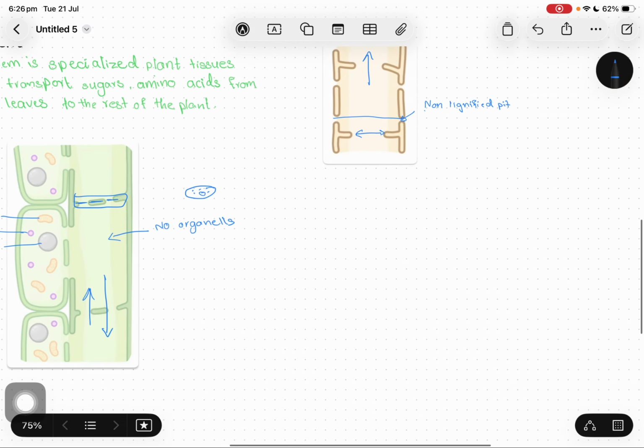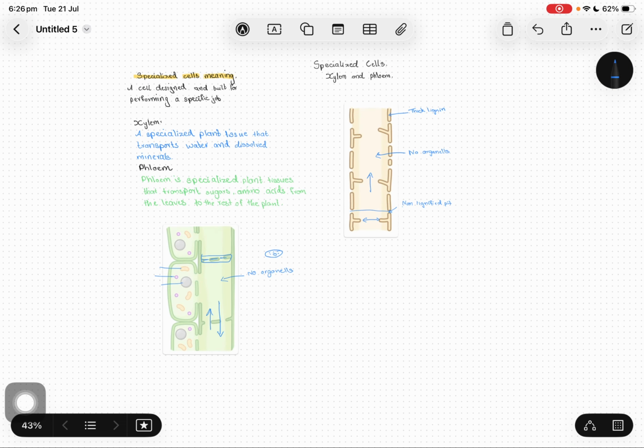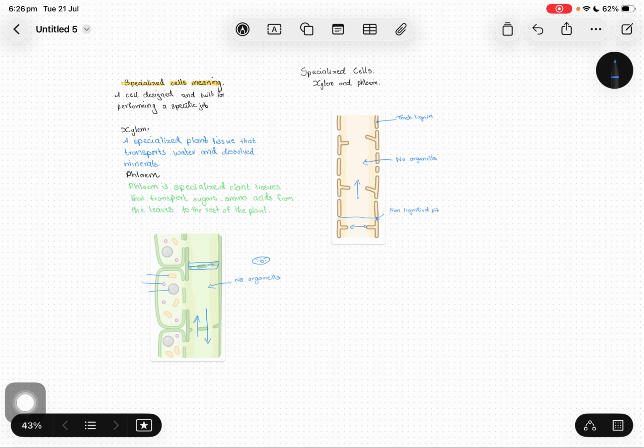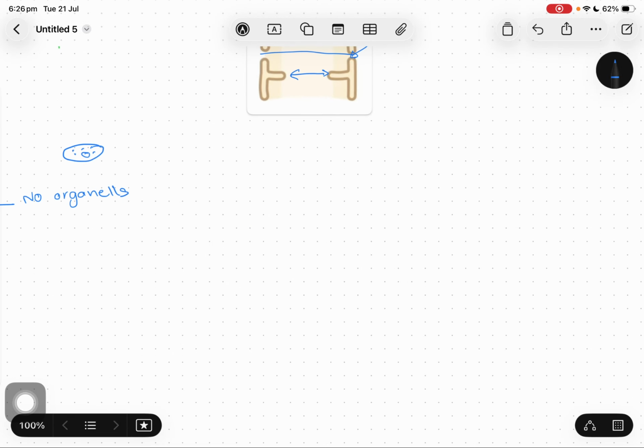So this is basically what our topic was, and now we're going to move on and compare these two. Firstly, we're going to compare the xylem and the phloem, their main differences and their main similarities. We all know that xylem is made of dead cells, while the phloem is living cells.